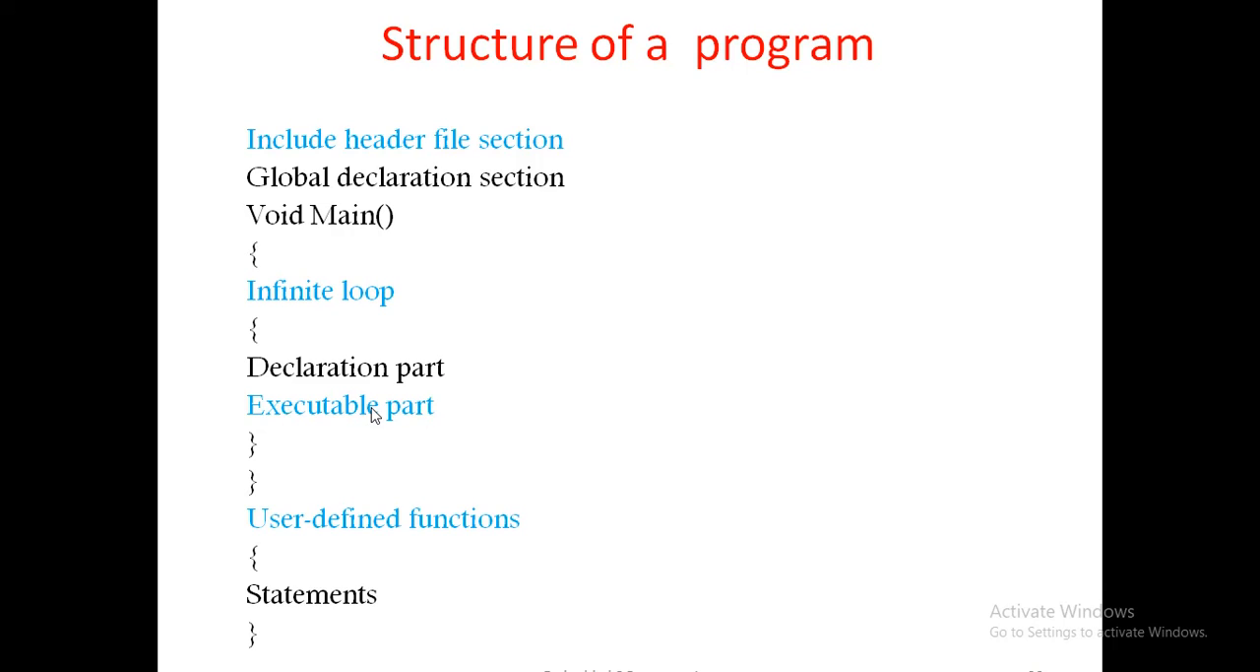Executable means, suppose I want to transfer 0 to 255 on port 1, that line has to be included over here. And here is the user defined function. Already I told you about the global declaration: the function you declared there with the same name, you can use here as a user defined function, and you can write a separate program under this function.